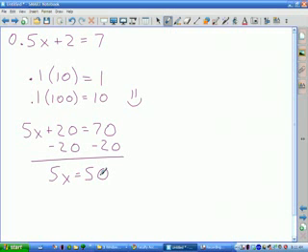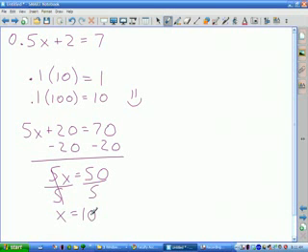Okay? Yes, sir? Anytime there's a decimal, you multiply by some power of 10. We'll look at one where you don't necessarily do 10, you do maybe 100. I'll show you. So here we go. We divide by 5, and now we get x equals 10.